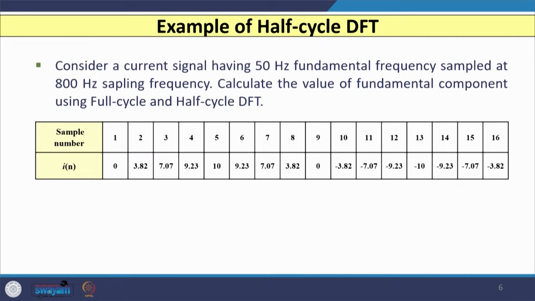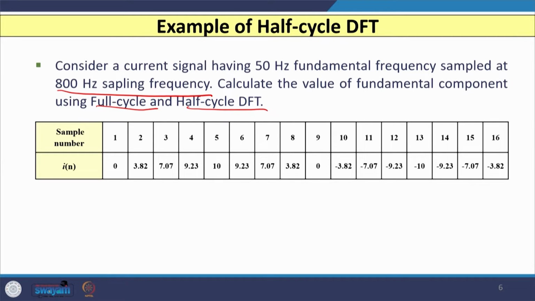So, let us consider one current signal which has a 50 hertz fundamental frequency, and let us assume that this signal is sampled with a sampling frequency of 800 hertz. In this case we want to calculate the fundamental component using the full cycle DFT algorithm and also using the half cycle DFT algorithm, and after that we need to compare the phasor value we have obtained for a particular component. We want to see what value we get if we use full cycle DFT and what value we get if we use the half cycle DFT algorithm.